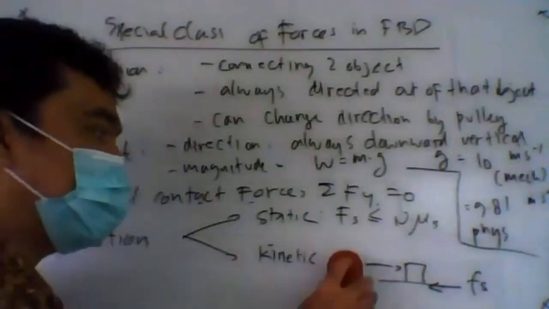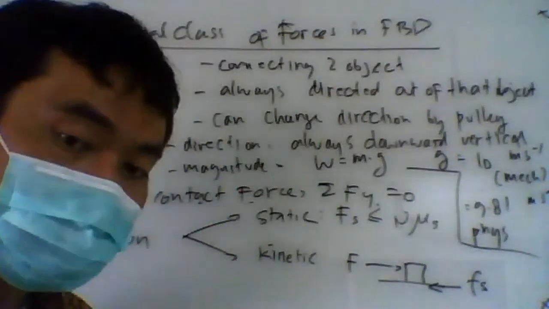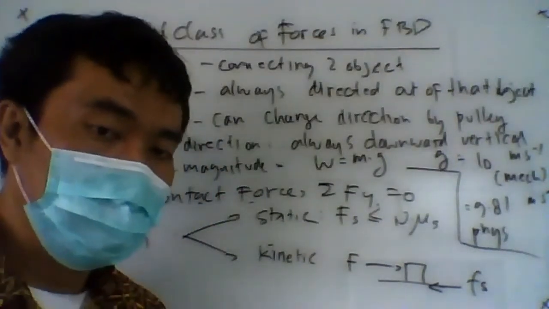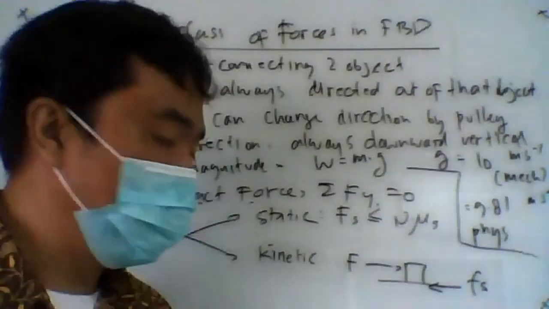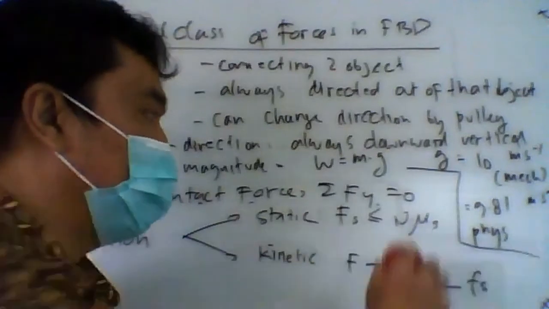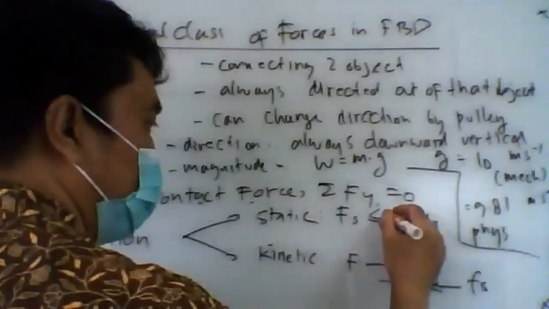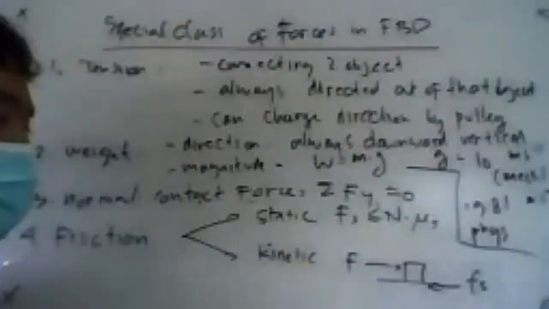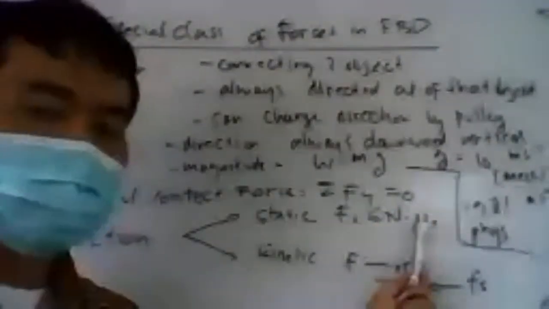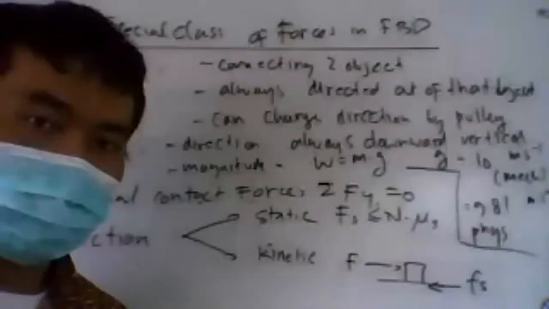But once your F is strong enough, what is it equal to? F is less than or equal to what? Yes, mu times N, the normal contact force, the number 3 here. Normal contact force times mu s. Mu s is the coefficient of friction, static.